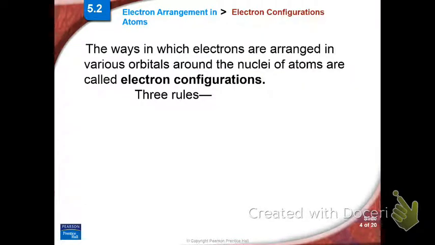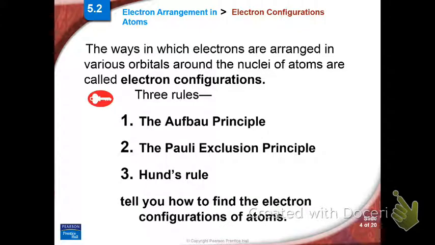Our electrons are arranged in the different orbitals around the nucleus. We talked about those yesterday. When we write out an address for where each electron is, these are called electron configurations. We have 3 rules on how to make electron configurations. The first one is the Aufbau principle. The second one is the Pauli exclusion principle. The third one is Hund's rule. I will go through each one of these separately.